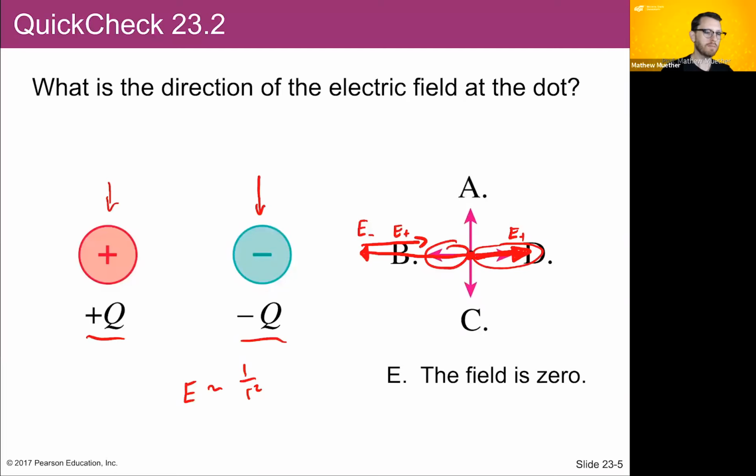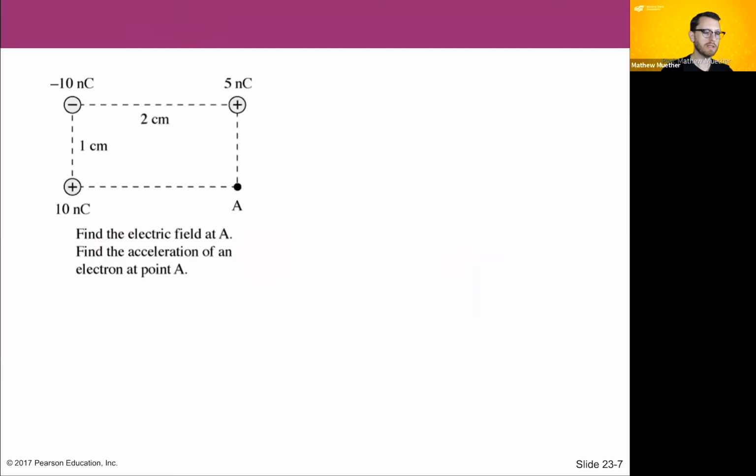Okay. Let's try a very similar problem now, but with a bit of increased complexity. So now I have 3 charges, but instead of those charges being located along some common line, they're located at the corners of this rectangle that I've indicated on this slide. And what we want to do is find the net electric field at position A.